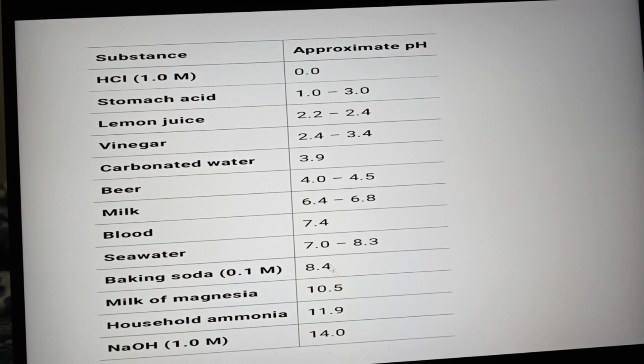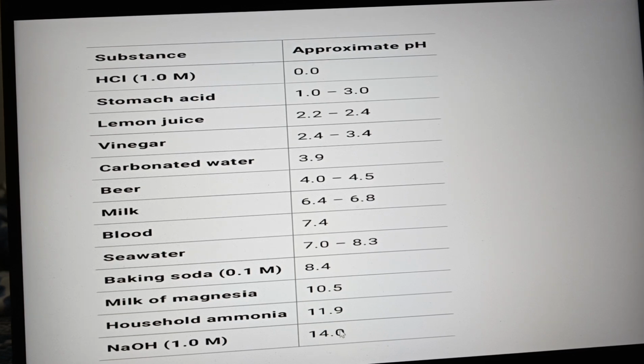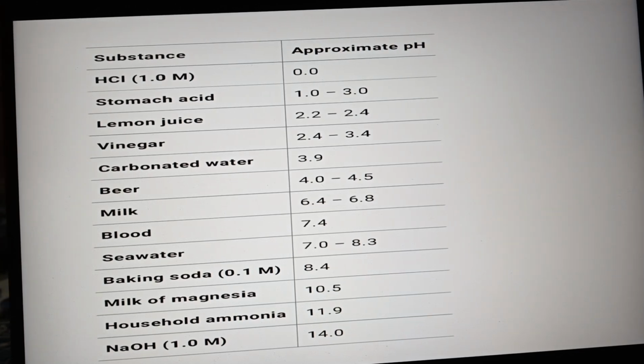Baking soda has a pH of 8.4. It is mildly basic. Milk of magnesia has a pH of 10.5, so it is basic. Household ammonia has a pH of 11.9, so it is strongly basic, and the pH of sodium hydroxide is 14, so it is strongly basic. Here we can see from this table that as the value of pH decreases below 7, the solution becomes more strongly acidic, and as the value of pH increases above 7, it becomes a very strong base.